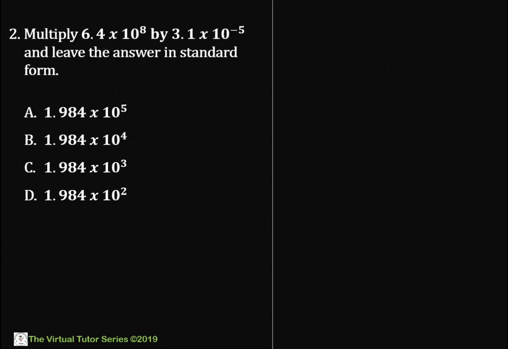Question 2. Multiply 6.4 times 10 to the power 8 by 3.1 times 10 to the power negative 5 and leave the answer in standard form. Solution. We are to multiply 6.4 times 10 to the power 8 by 3.1 times 10 to the power negative 5.